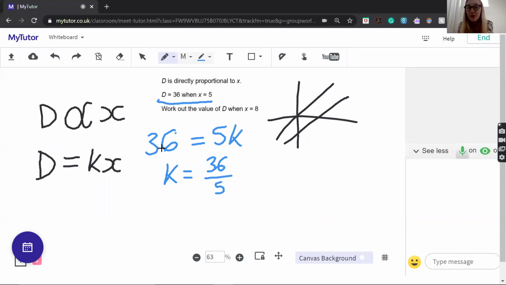I've said it a lot throughout the things. I much prefer fractions to decimals because it means that they're a lot easier to work with, especially if this was a non-calculator paper.